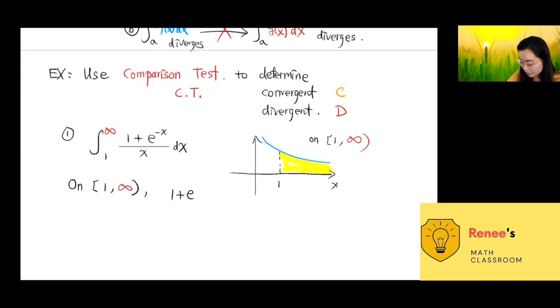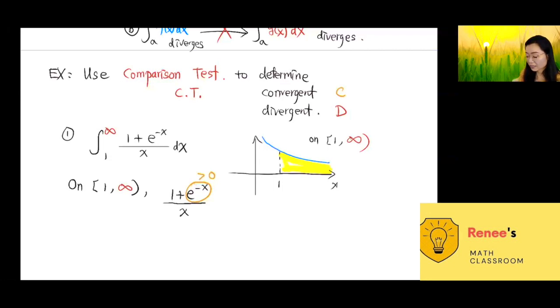On 1 to infinity, this function that we integrate is a positive function because you see this part right here, e to the negative x, is always greater than 0. Because the base e is positive, about 2.7, so base e raised to any exponent is positive, so 1 plus a positive number divided by x, where x goes from 1 to infinity, is positive.